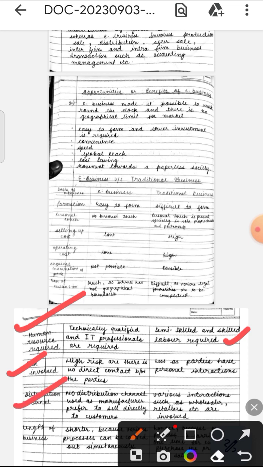Distribution channel, which helps the distribution of goods from one person to another person. As we understand, firstly goods are manufactured by the manufacturers, then transferred to the wholesaler, then to the retailer, and then to the customers. So the help of middlemen is also known as distribution channel. In e-business there is no distribution channel because there is direct interaction between the website owner and the customers. But in traditional business there is a requirement of a distribution channel to deal with the customers.